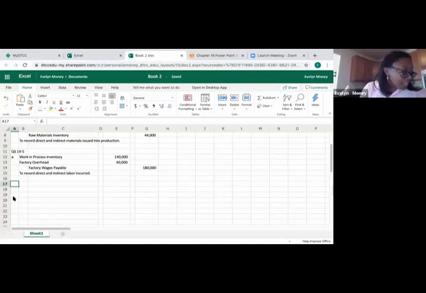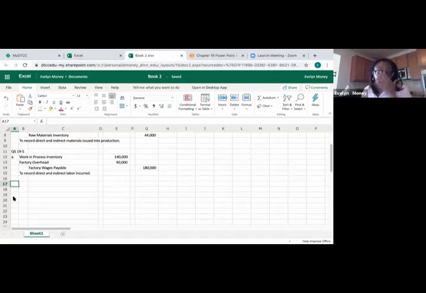So in Quick Study 19-6, a company estimates the following manufacturing costs for the next period. We have direct labor, and we have direct materials, and we have factory overhead. We need to compute the predetermined overhead rate as a percentage of direct labor, then as a percentage of direct materials. Of course, we're supposed to express our answers as percentages.